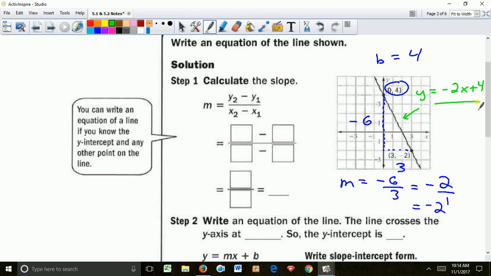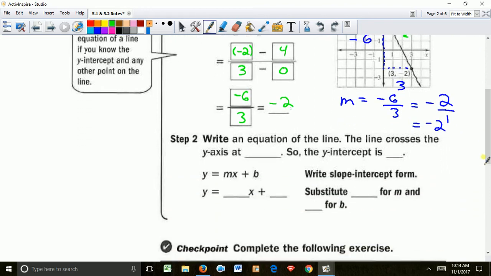If they didn't give you the graph, you'd have to take those 2 points, 0, 4, and then 3, -2, and put those into your slope formula. So take -2 minus 4, and then divide that by 3 minus 0. In this case, we do get -6/3, which is -2. So the slope is -2.